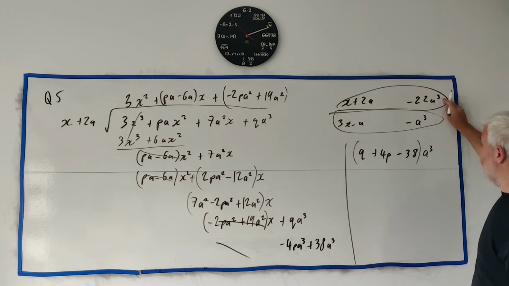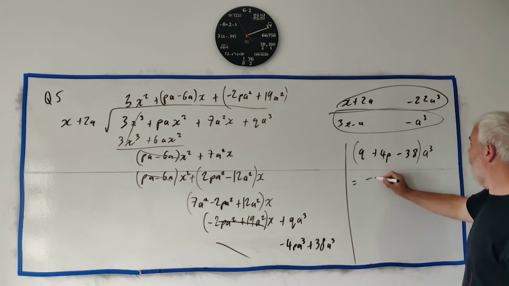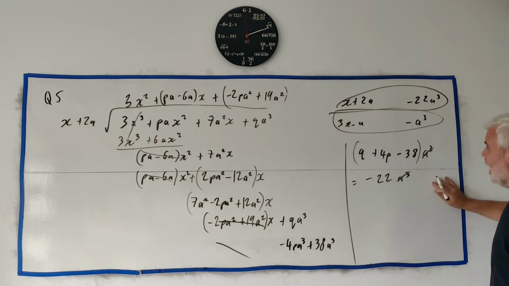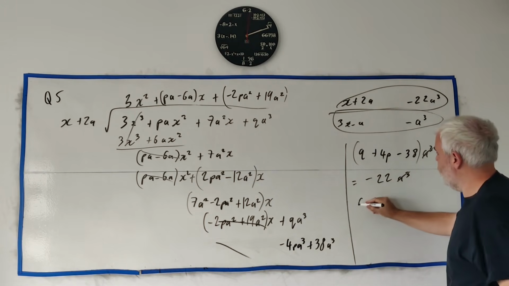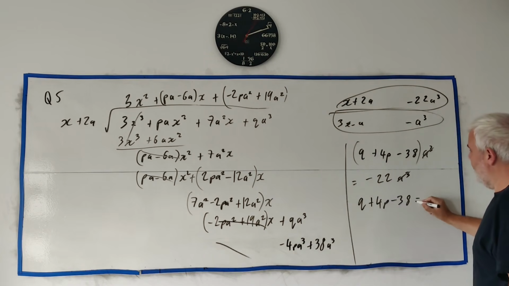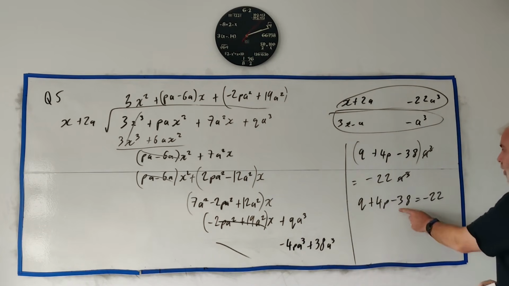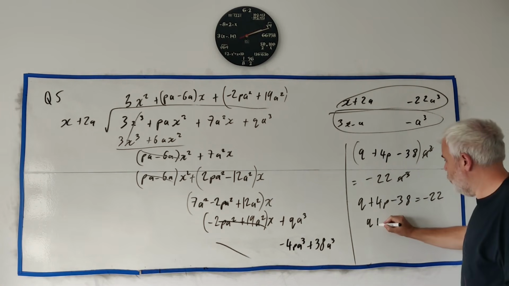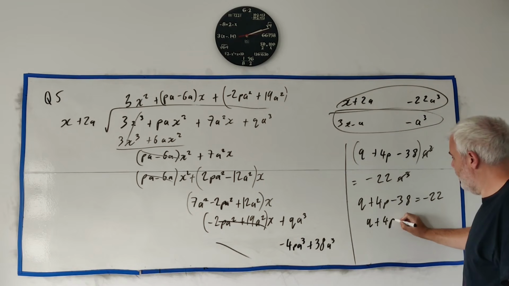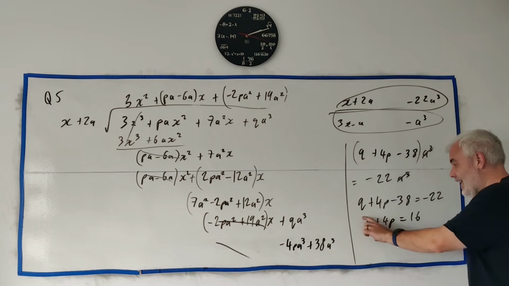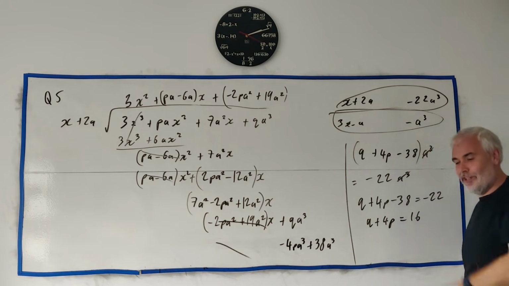But they already told us the remainder. So this guy is equal to minus 22a cubed. The a cubes cancel and we can equate this. We have q plus 4p minus 38 is equal to minus 22. Bring this over and we get 16. Q plus 4p is equal to 16. Right, that's the information we got from this first term.